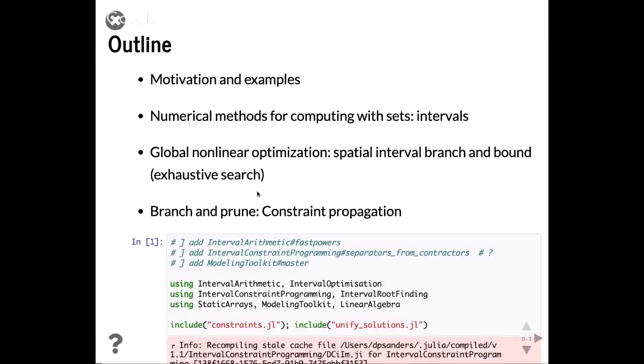Okay, so I need some packages and I need some bits that are not yet in the packages. So hopefully this will be included in the packages soon. So all of these packages are part of an organization called Julia Intervals.